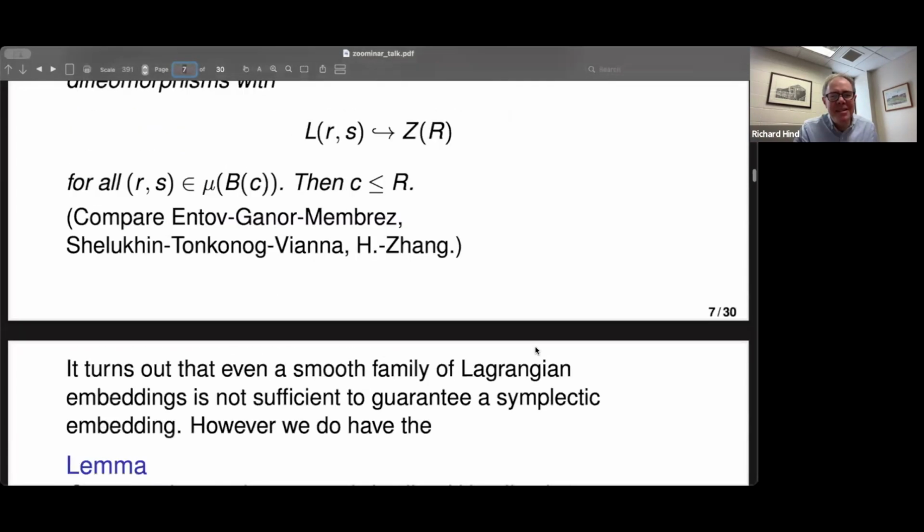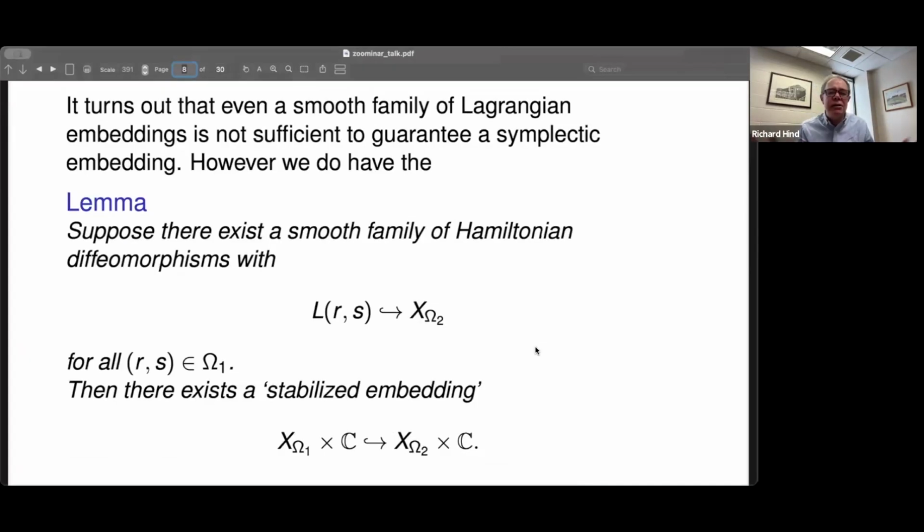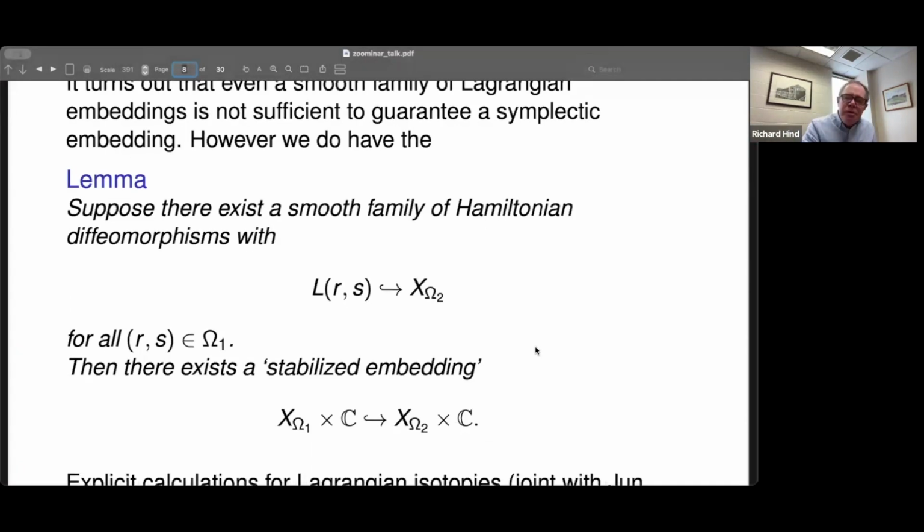It turns out that even if you had a smooth family of Lagrangian embeddings for all Lagrangians in the moment image, that's still not enough to get you a symplectic embedding. It works in the case of a ball, but in general not. What it gives you is what's called a stabilized embedding. That's more or less what this is saying. So that's another explicit construction here. Now you have a smooth family of Hamiltonian diffeomorphisms for each Lagrangian inside the moment image.